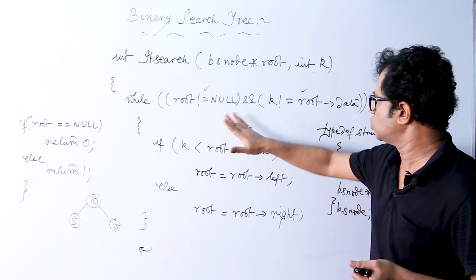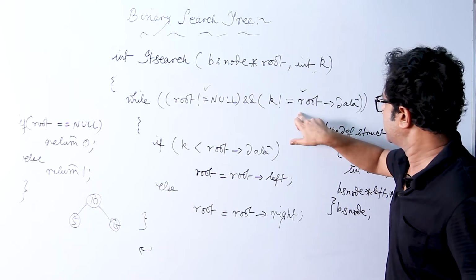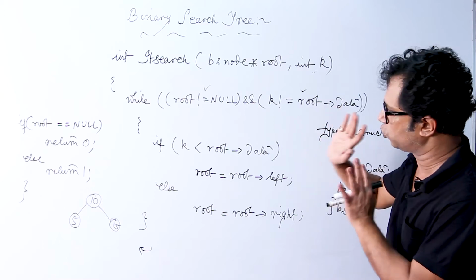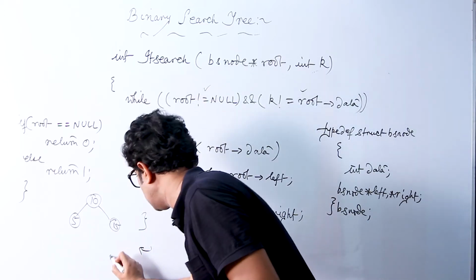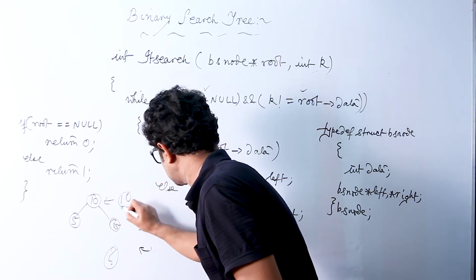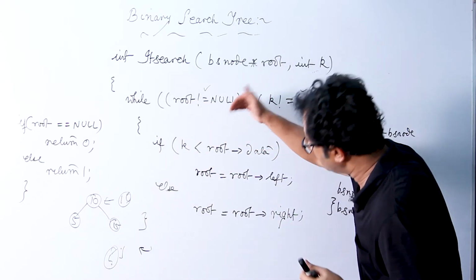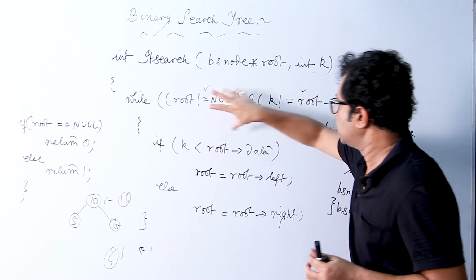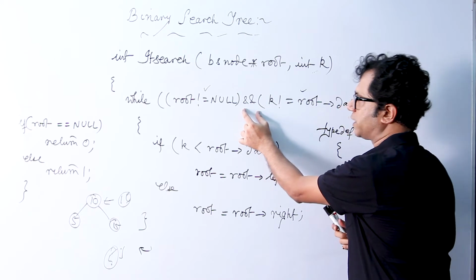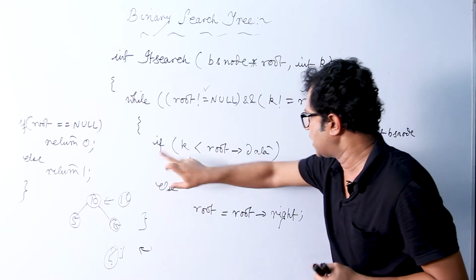So leaving aside the case where we find it in the first instance, that is the condition I have written here, k not equal to root data. Suppose we are going to search for 5 and this k value does not match with 10. So 10 and 5 do not match each other. In this case, we will enter this while loop. If both of these conditions hold at the same time, that's why I have written this logical AND operation here, then we will enter this while block.